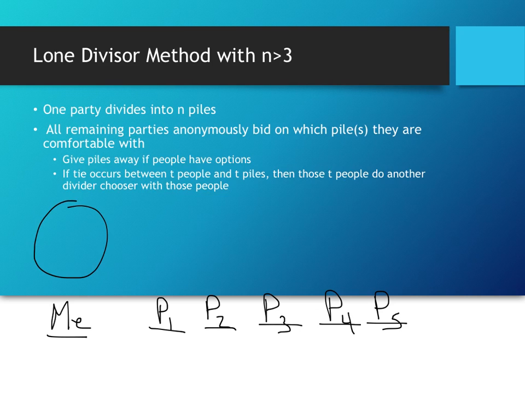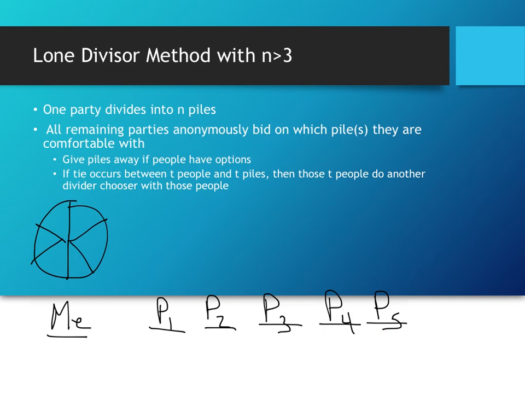So what do I do? I divide this thing into 6 piles. Now everybody bids, except for me, obviously, because I'm the one that divided it. And if there's a way to give the loot out, then we give it out. If ever a tie occurs, then those people give away the least desirable options, if there are options that are remaining. And you do a divider-chooser for everybody else.